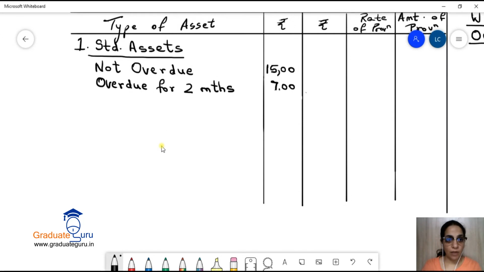So I will write over here. So here we take the total of standard. Okay, 22 lakhs. And now we go to our substandard category. And there we have overdue for 5 months.